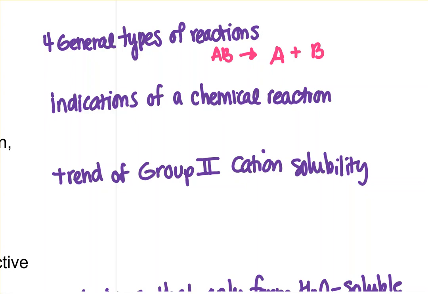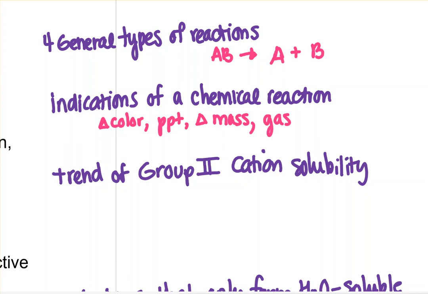Indications of a chemical reaction. You learned these before in the qual-quant lab: change in color, if a precipitate forms, a change in mass, and if gas is produced, like bubbles.